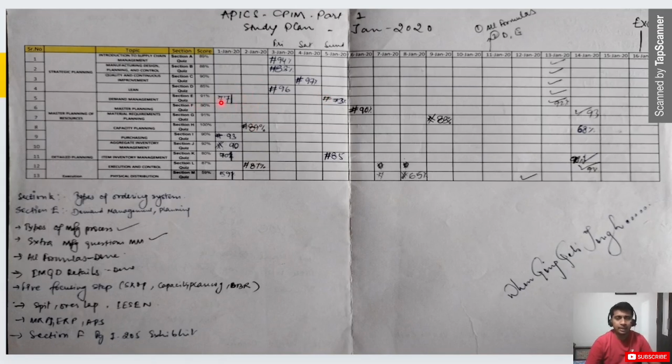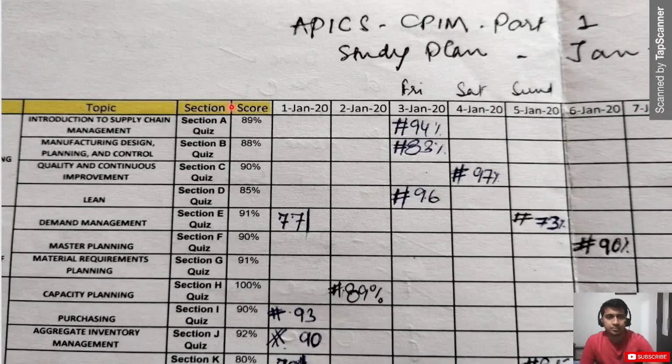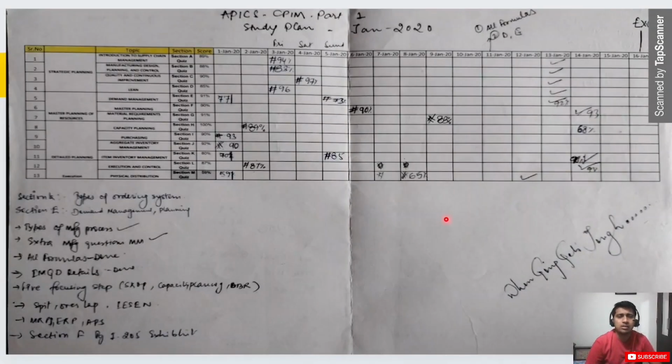Had I taken section E again, had I given the same quiz on 2nd January, I would have scored probably 85%, 90%. Why? Because I have memorized the answers. But you rule out such pitfalls, such mistakes, by having some time in between the quizzes.